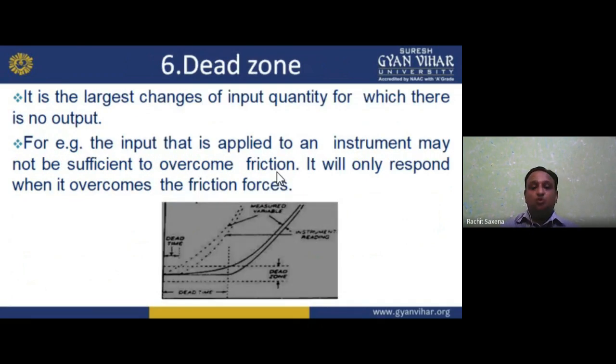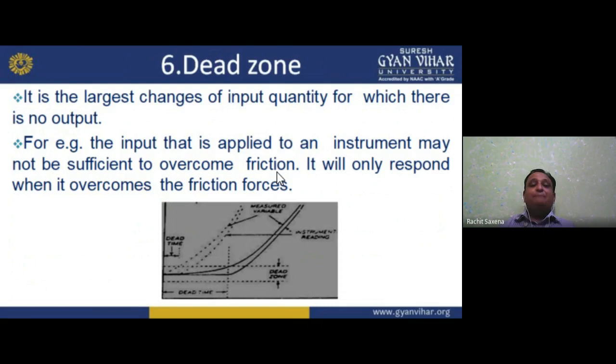Next, we have the dead zone. It is the largest change of input quantity for which there is no output. Means in our input, I am making a large change, but through this we are not getting an output. That is the dead zone.